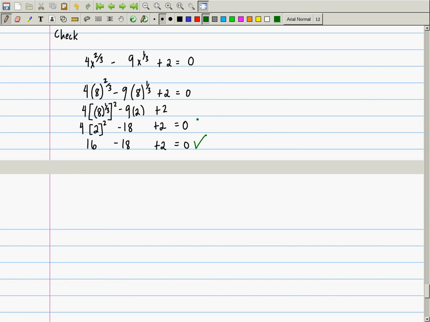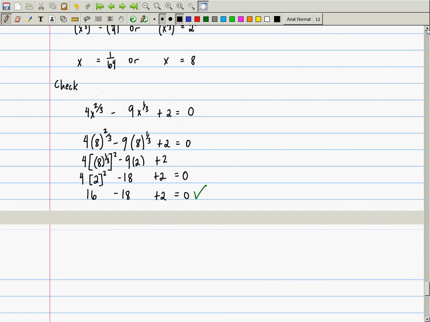Let's make sure we can do the arithmetic for the other solution. 4 times 1/64 to the 1/3 squared, that's 2/3, minus 9 times 1/64 to the 1/3, plus 2 is 0. I'll worry about the first term in a second. Minus 9, and then what is 1/64 to the 1/3?